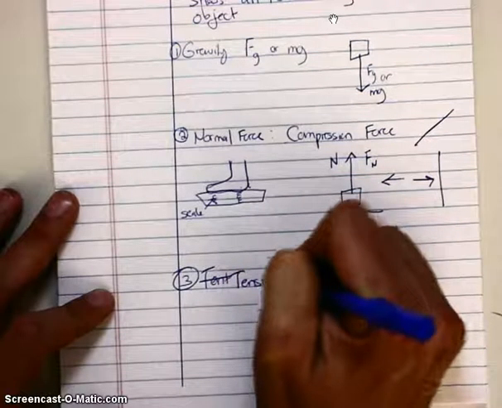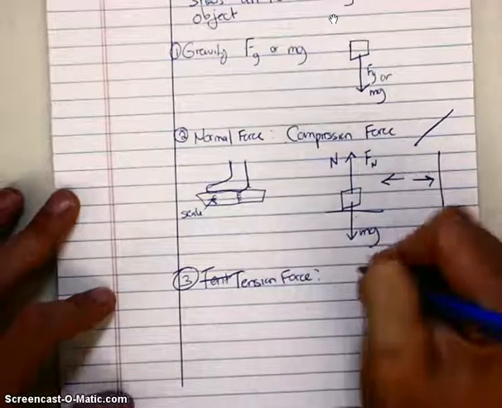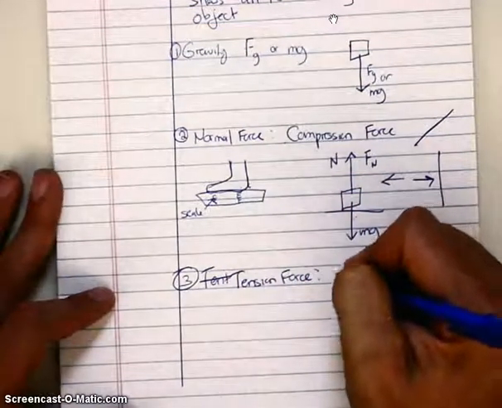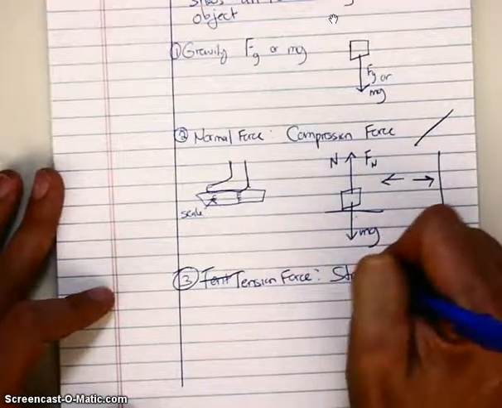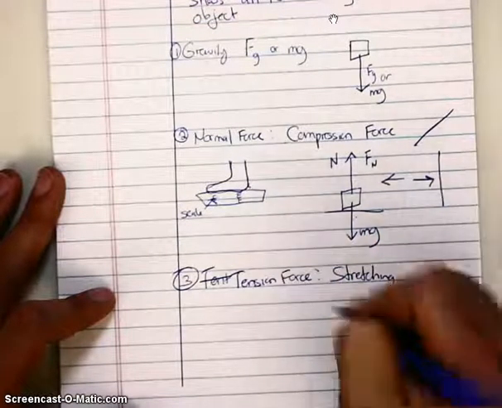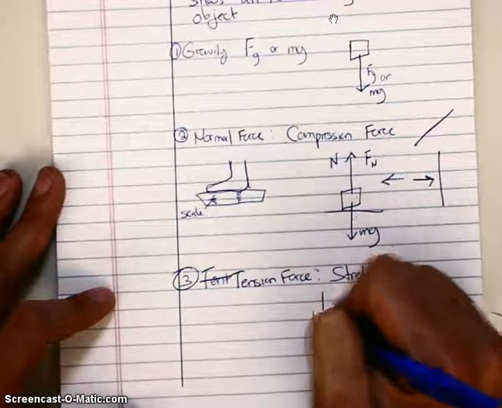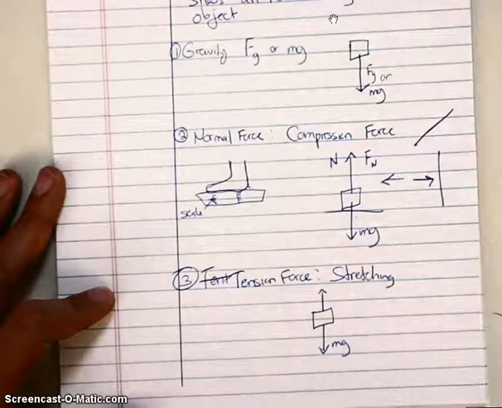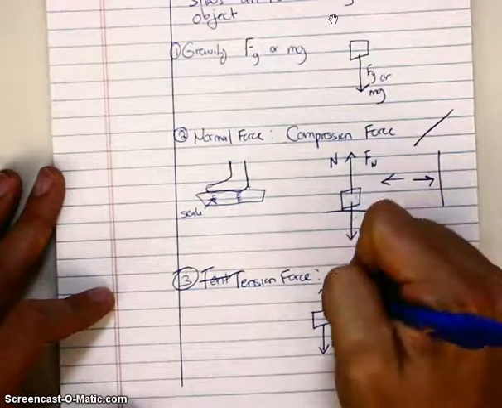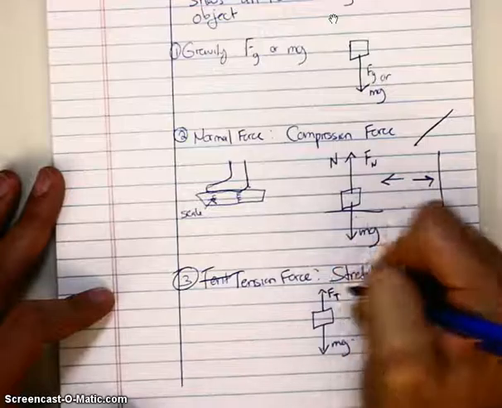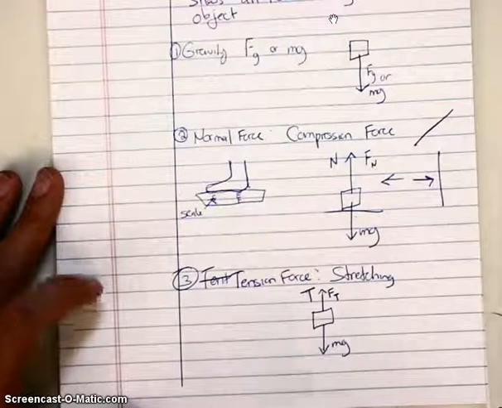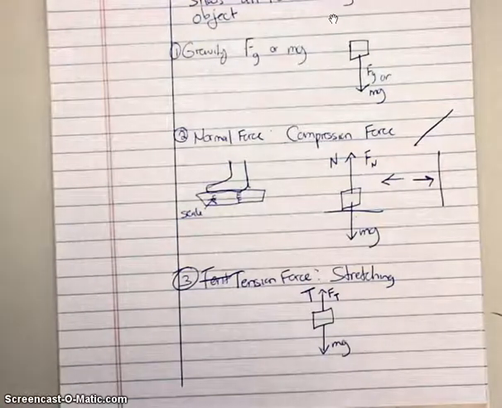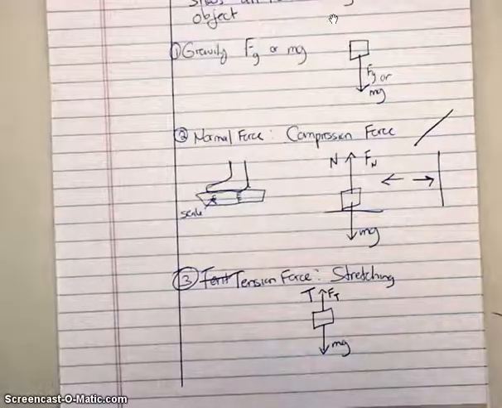Tension force. And tension is the complete opposite of normal force. It is a stretching force. So let's say I was hanging an object from the ceiling. Gravity is pulling it down, but what's holding it up? A string. And so we can put capital F lower or sub capital T or just T. Either one of those works. And so tension is a stretching force.